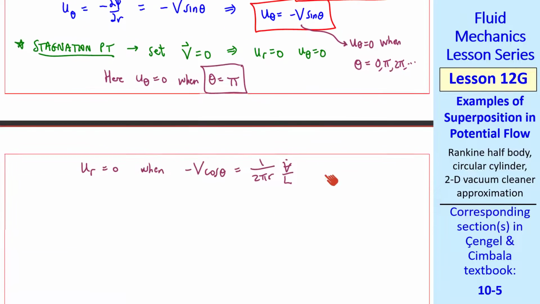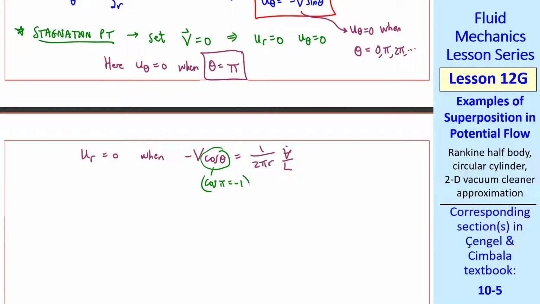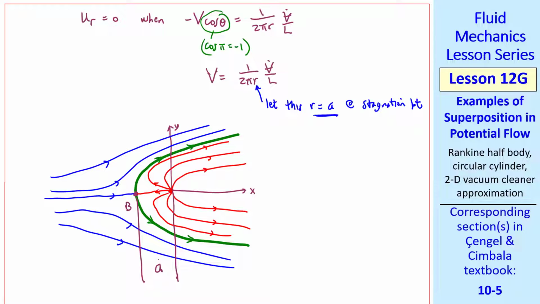But we know that theta has to be pi, and we know that cosine pi is negative 1. So ur is 0 when v equals 1 over 2 pi r v dot over L. Let's let this r equal a at the stagnation point, which is the distance from the origin to the stagnation point along the negative x-axis. Solving this equation, a equals v dot over L divided by 2 pi v.